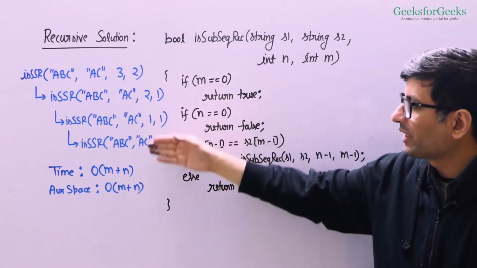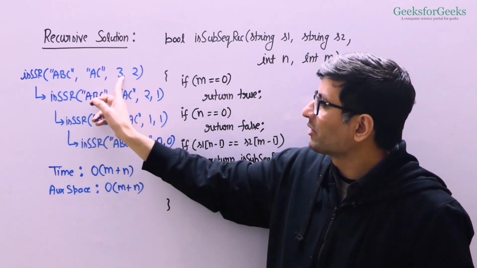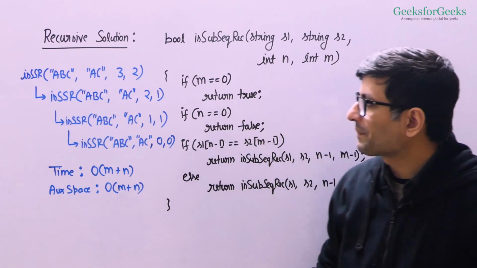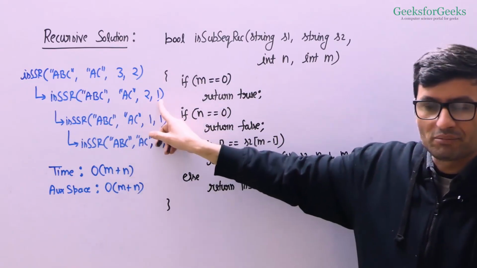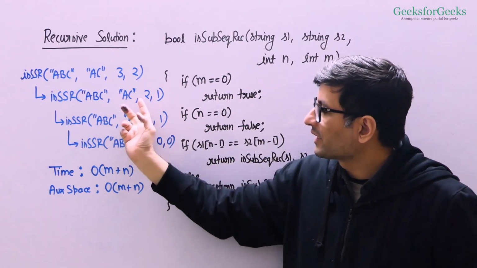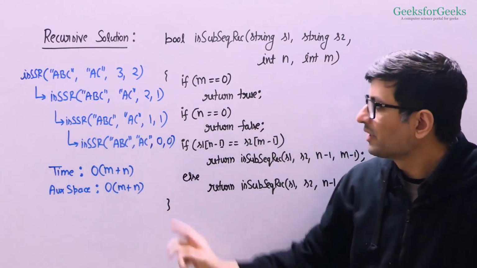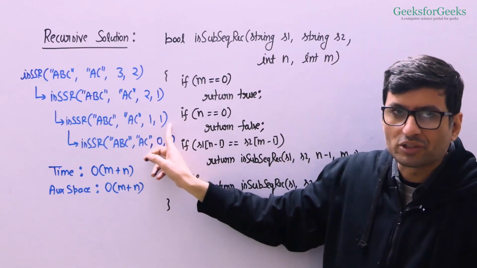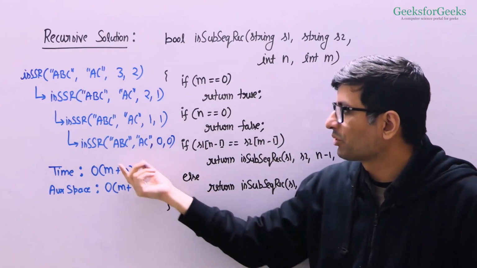So let's take a look at the dry run that we have written here. A, B, C and AC are two strings. 3 is the length of first string, 2 is the length of the other string. So we compare the last characters. We reduce n and m by 1. So we have 2 and 1. Now we compare the last characters at n minus 1 and m minus 1, which means we compare B and A. They do not match. So we reduce n only, we don't change m. Now we compare A and A. They are matching. So we reduce both of them.